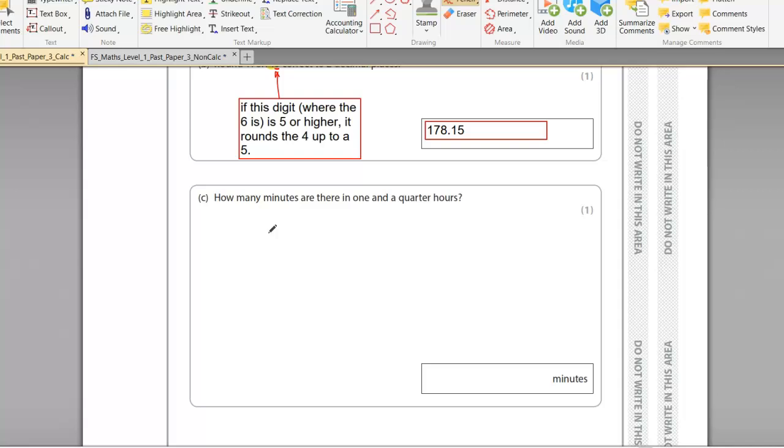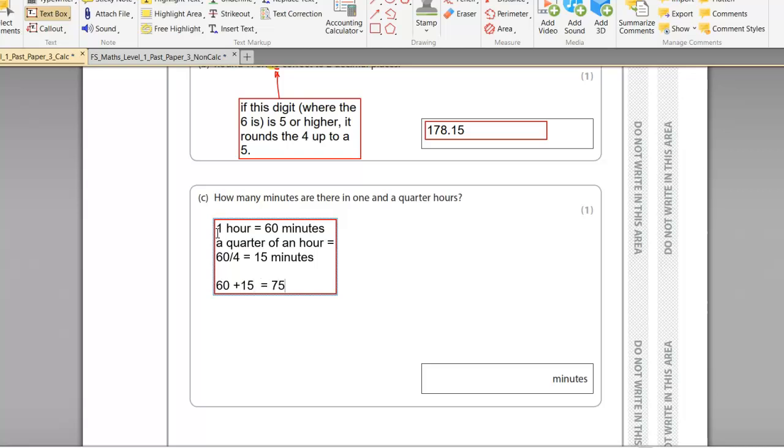Next question, how many minutes are there in 1¼ hours? So 1 hour is 60 minutes, and a quarter of an hour is going to be 60 divided by 4, which is 15 minutes. So if we put those together, 60 plus 15 is 75. So 1¼ hours is 75 minutes.